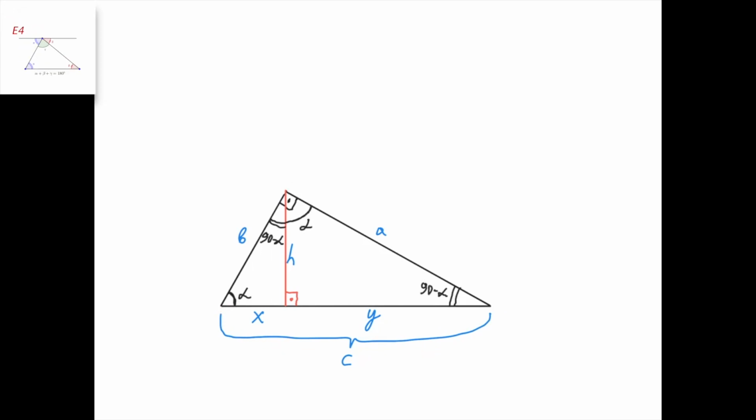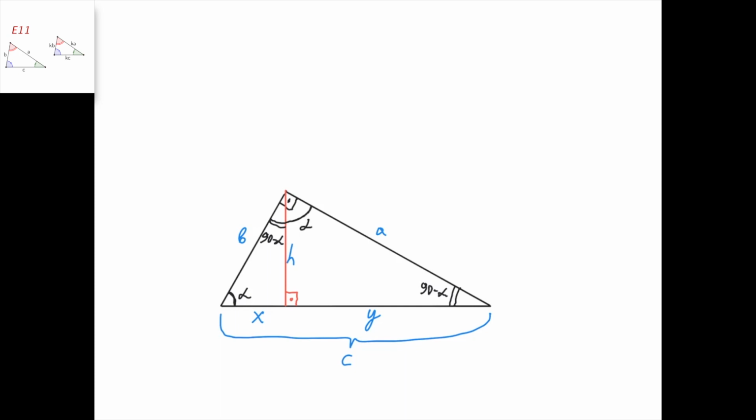First of all, let's look at the angles. We know that if this is alpha, then this is 90 minus alpha. And so this is alpha, and this is 90 minus alpha. And therefore, we have three similar triangles on this picture. This triangle is similar to this triangle, is similar to this triangle. And we can get some useful relations out of these similar triangles.